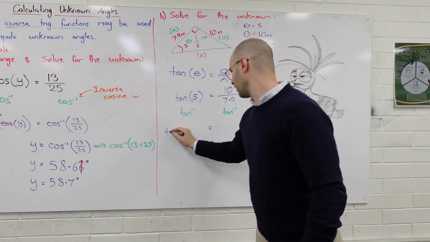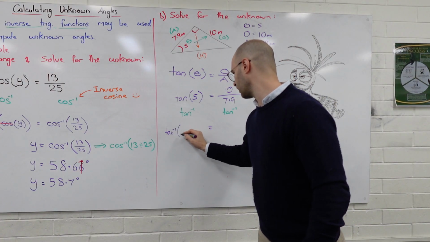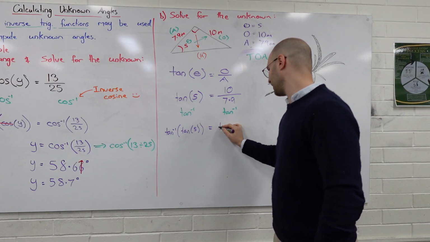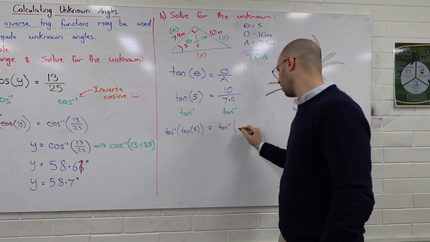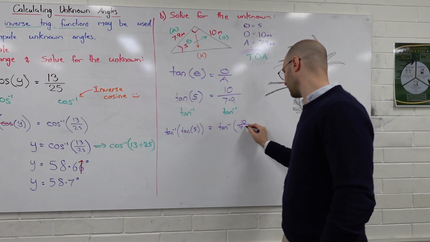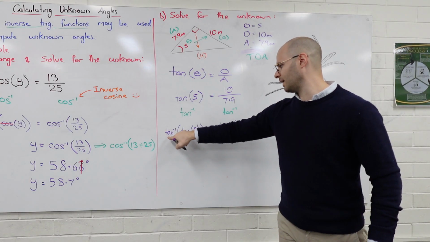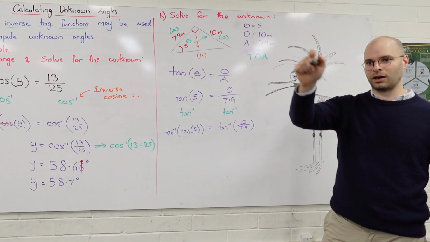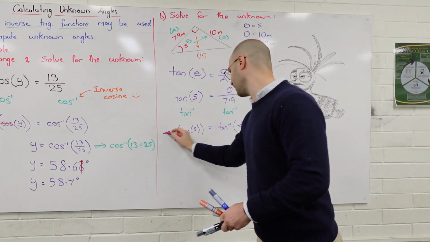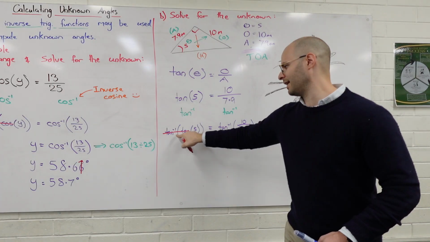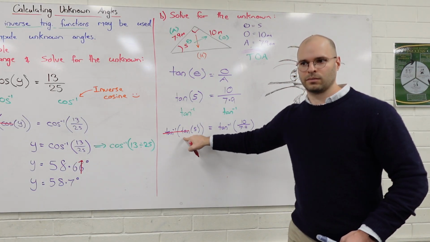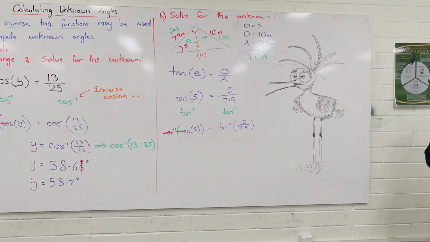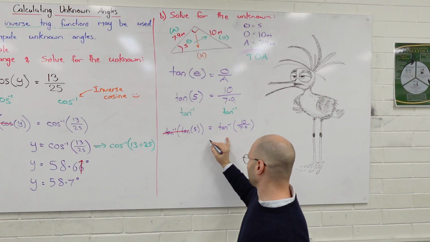So we get inverse tan of tan S, which is the inverse tan of 10 over 7.9. And what happens when you do the inverse tan of a tan? What is the consequence here? Noah? I can't reach it. Yeah, excellent. They cancel each other out. Do you think we need to do this line here if they always cancel? Nah, not necessary, but if you want to, you're absolutely welcome to. So they cancel each other out.